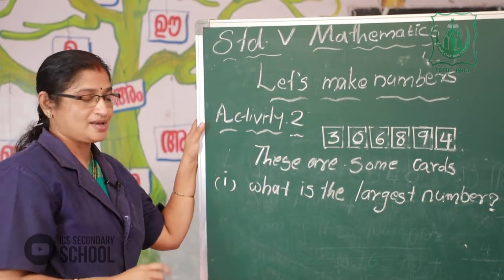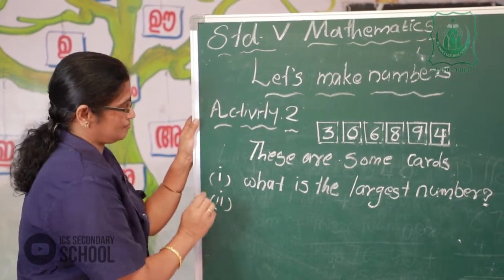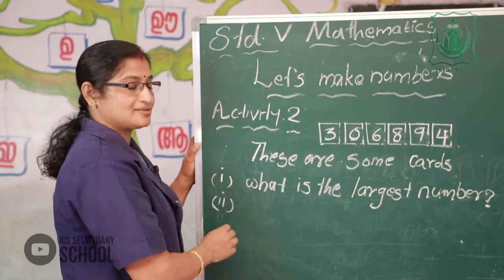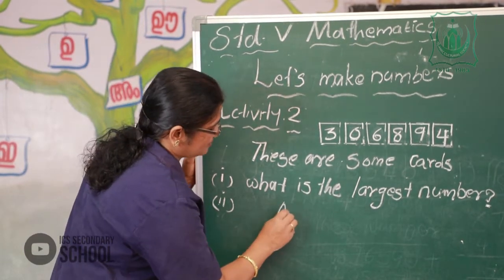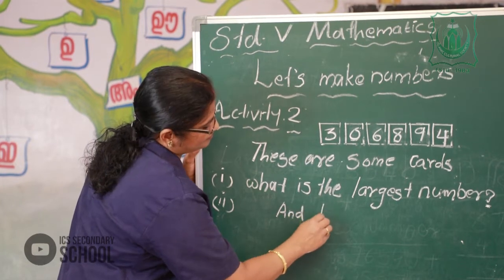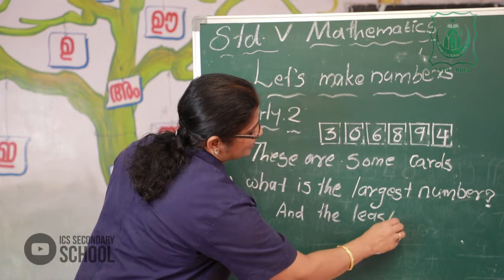Okay, second question. And the least. Least means smallest number.